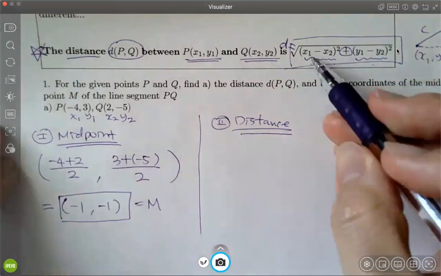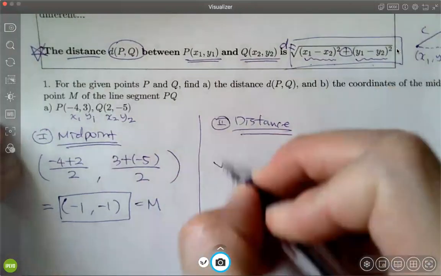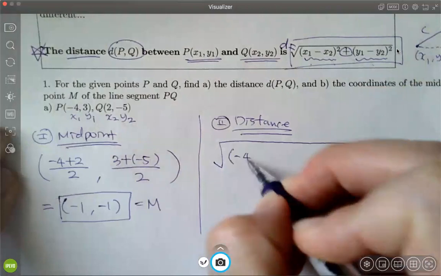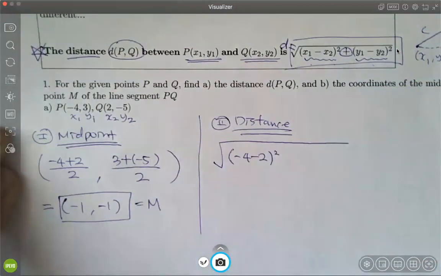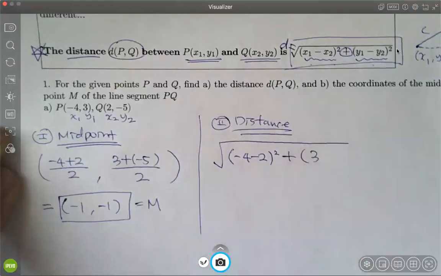So the distance, so what do we do? Subtract x coordinates and subtract y coordinates, right? Okay, but we first have the square root outside, okay? So what do we have? -4 minus 2 squared. And then plus 3. Okay, so now we do y1 minus y2. Now, is it 3 minus 5 or 3 plus 5? Plus. Plus, do you see why?